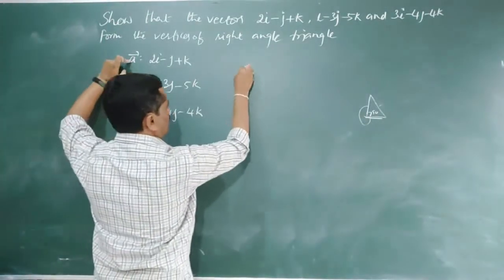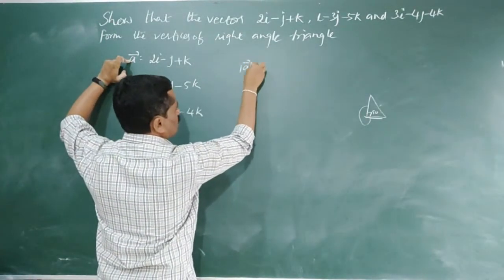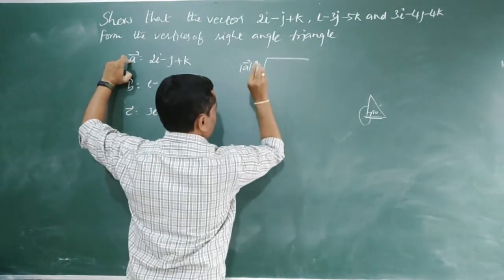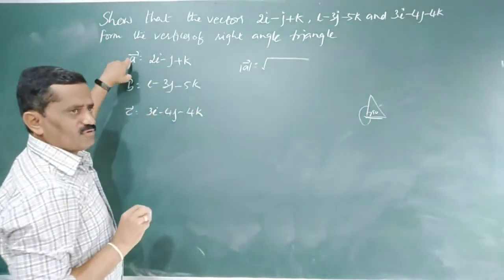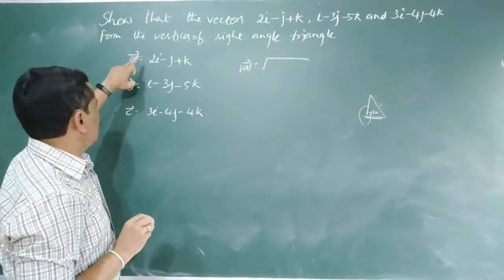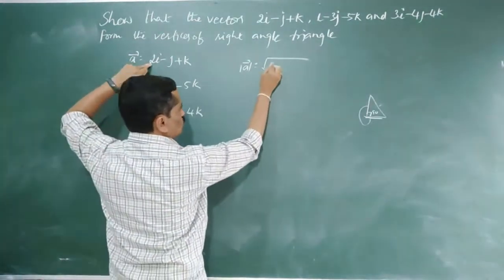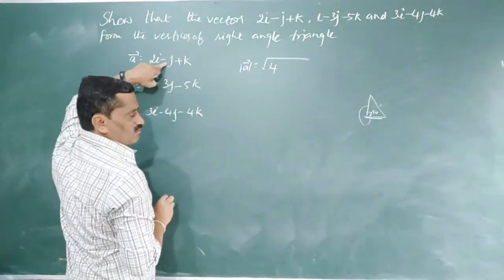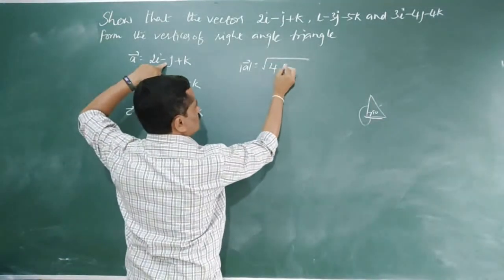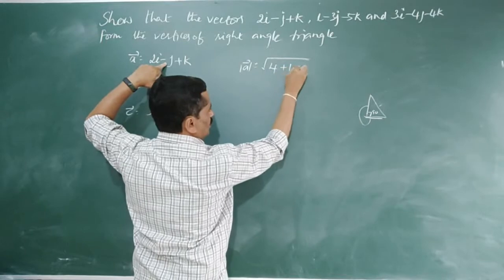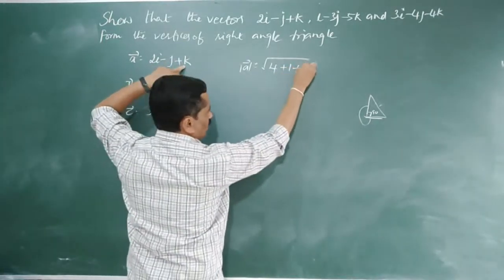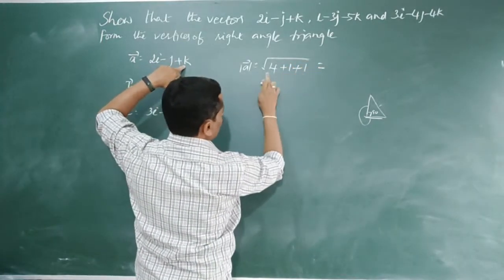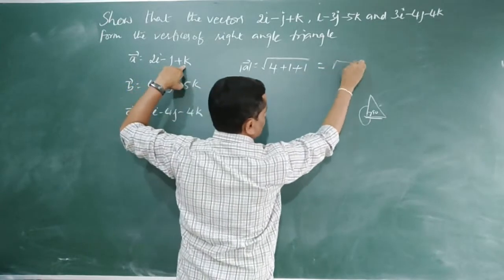Therefore the magnitude of a bar is equal to the square root of x square plus y square plus z square. What is the value of x? That is 2, 2 square is 4. What is the value of y? Minus 1. Minus 1 whole square is 1. Plus 1 whole square, again 1. Therefore that is equal to square root of 6.